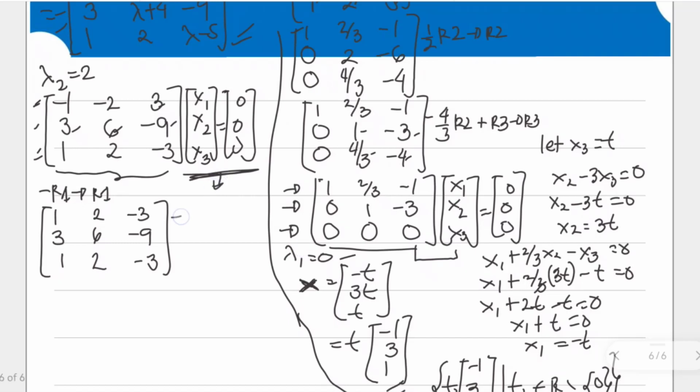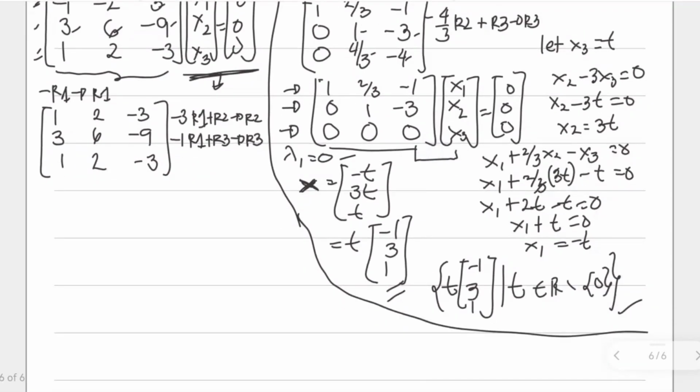So here, we're going to multiply negative 3 to row 1 plus row 2 to have a new row 2 to make this 0. Next, we're going to multiply negative 1 to row 1 plus row 3 to have a new row 3 to make this 0 as well. But here comes the change. You have 1, 2, negative 3 here. Negative 3 times 1 is negative 3 plus 3, 0. Negative 3 times 2 is negative 6 plus 6, 0. Negative 3 times negative 3 is positive 9 plus 9, 0.